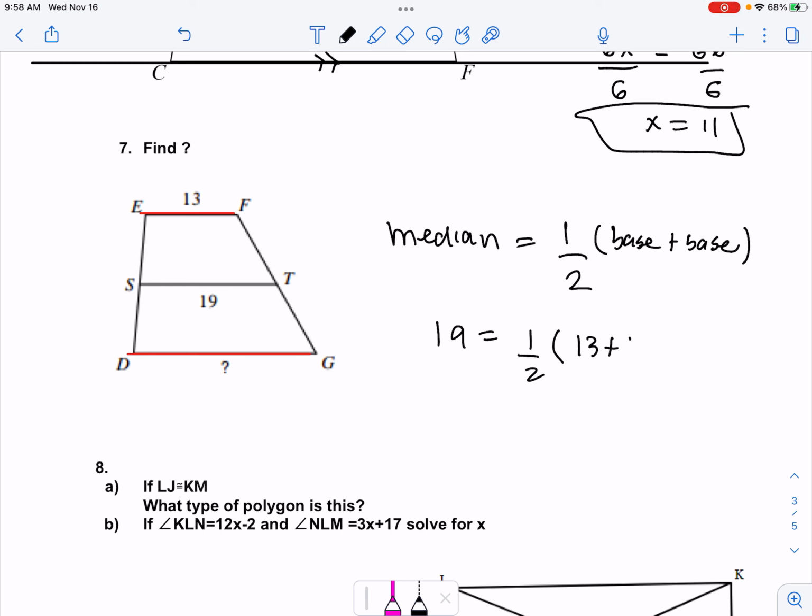Okay, now to solve, we got to get rid of the fraction, so let's multiply by 2. Okay, so the 2's are going to cancel here. So 2 times 19, well, 2 times 20 would be 40. So 19 would be 2 less than that, so that's 38. And the fraction goes away. So if I wanted to find the question mark, I would just subtract. And I would get question mark is equal to 38 minus 13, which is 25.